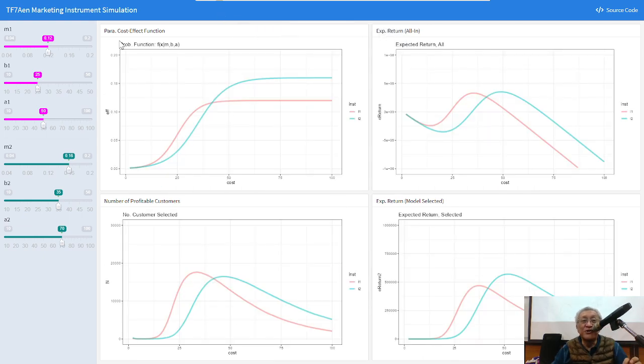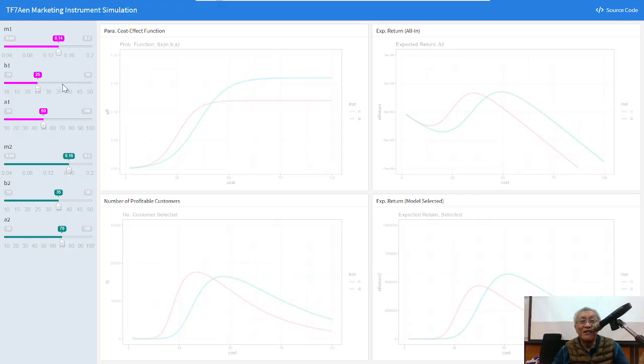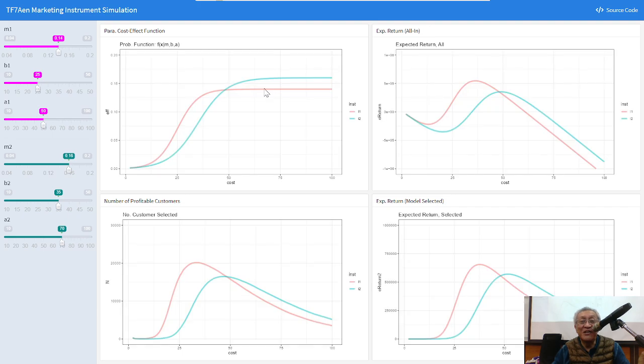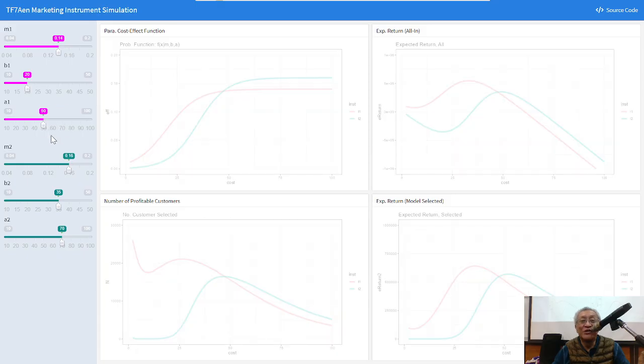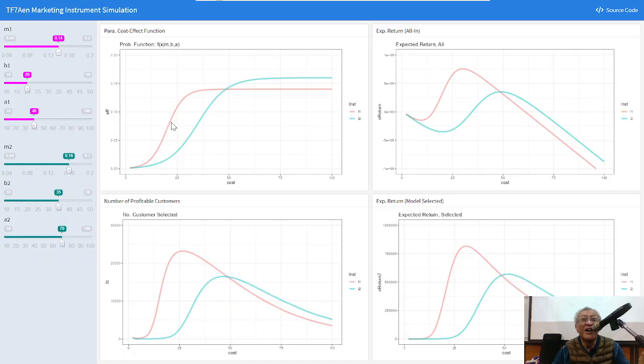Here I actually simulate two different instruments. This is the S curve for the pink instrument and also the blue instrument. As I told you, M is the height. Take a look at the pink curve. If I raise it, as you can see, it will be higher. If I put B higher, it will move to the right. If I put B lower, it will move to the left. And A, if I make it wider, you'll see a wider curve. If I make it shorter, you'll see a narrower rising slope.